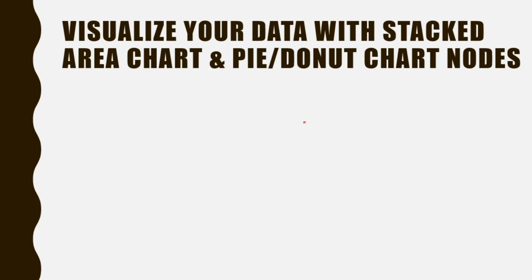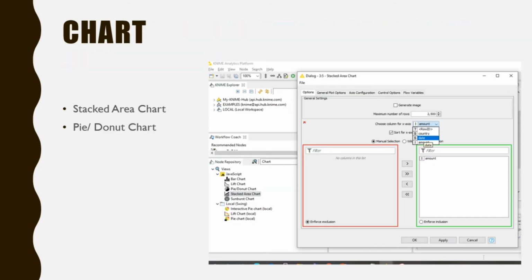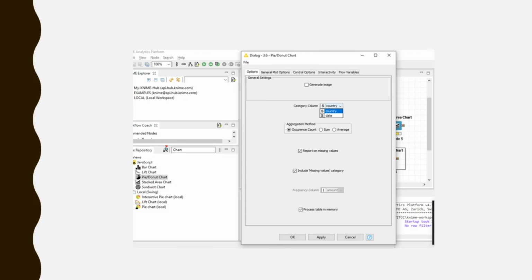So to visualize your data we are going to use a stacked area chart and the pie donut chart nodes. So now I again come to the node repository. You just type chart. So once you click a chart, all the possible charts available in this visualization will be displayed here. So I'm going to drag and place the stacked area chart, and I'm going to drag and place the pie donut chart. So once this is done, we are supposed to configure it.